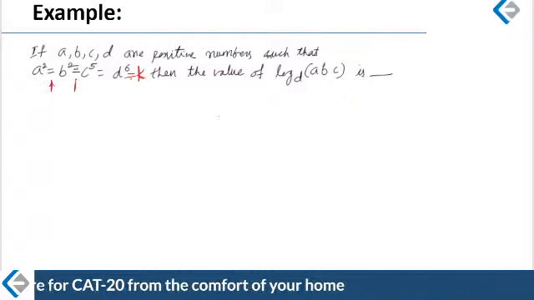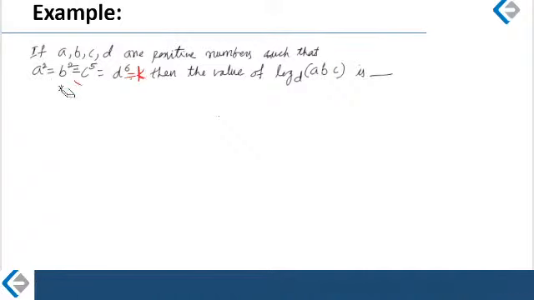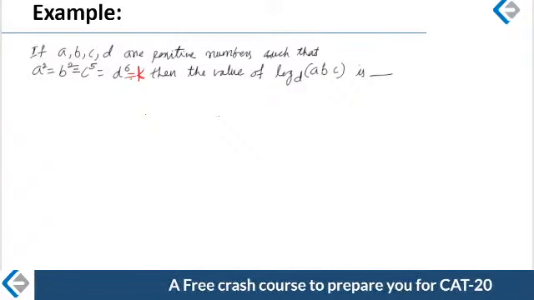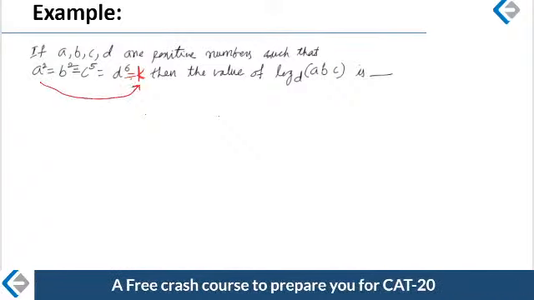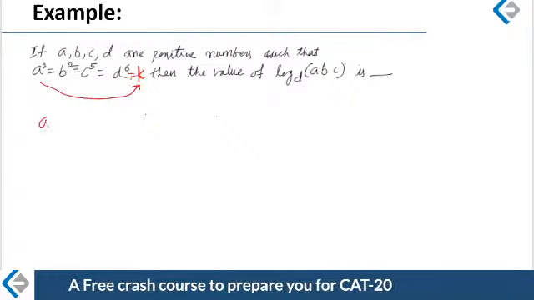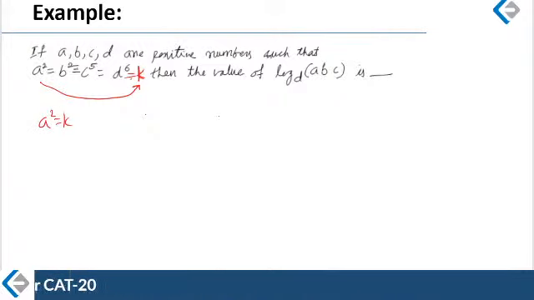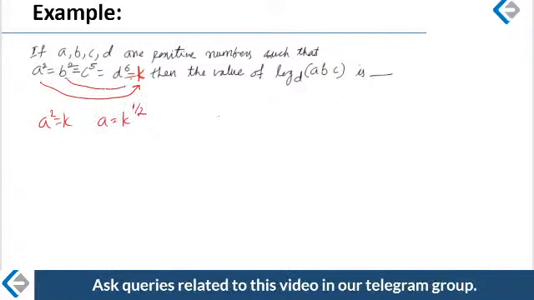If there is more than one equal sign, you put another extra equal, and then you tally each one of them. That's the usual algebra. So what you are trying to say is A square is equal to k. Therefore, A is equal to k raised to power 1 by 2. Second one, B square is also equal to k. There are 4 variables, and you are cutting it down to 1 variable.